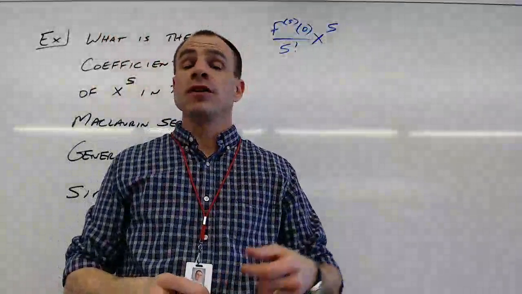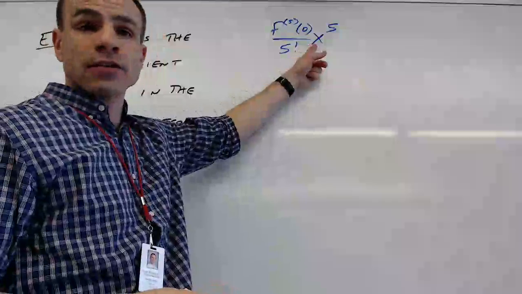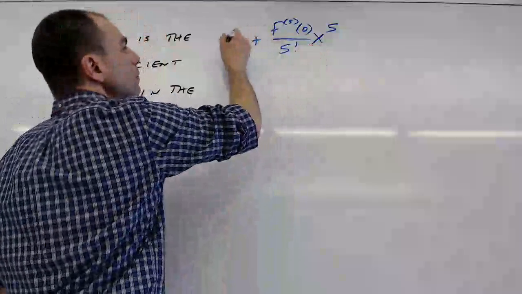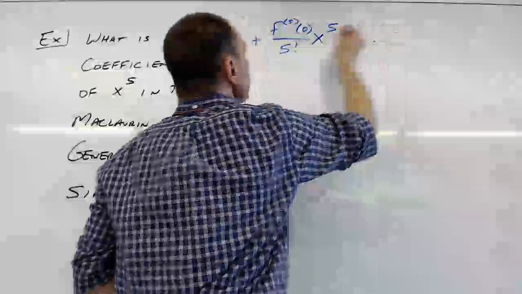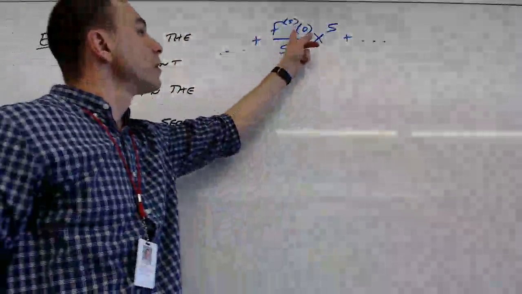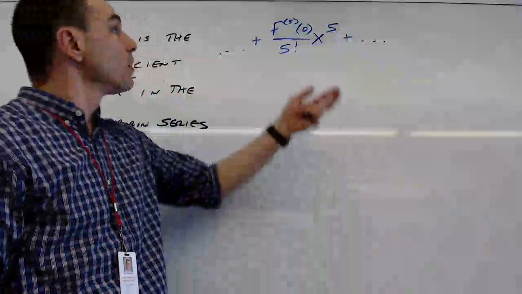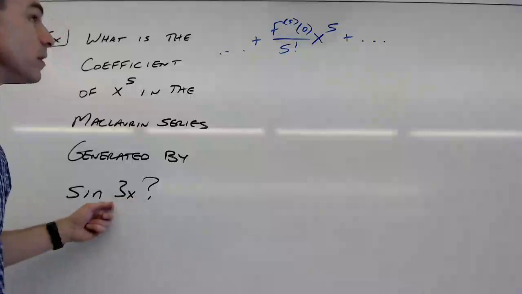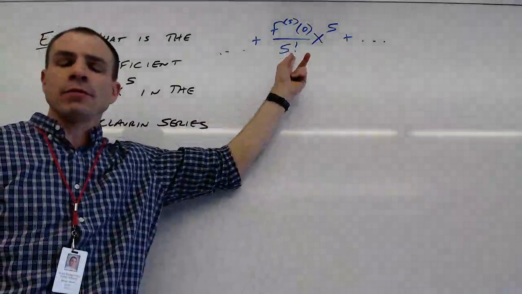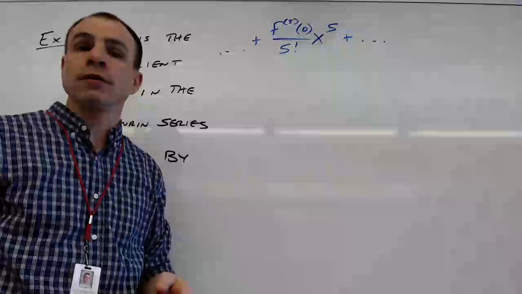We're interested in the coefficient of the x to the fifth term because, again, there's a term before that and a term after that. What's this coefficient right here? Which basically means we want to figure out the fifth derivative of our function divided by 5 factorial. So let's find the fifth derivative of our function.